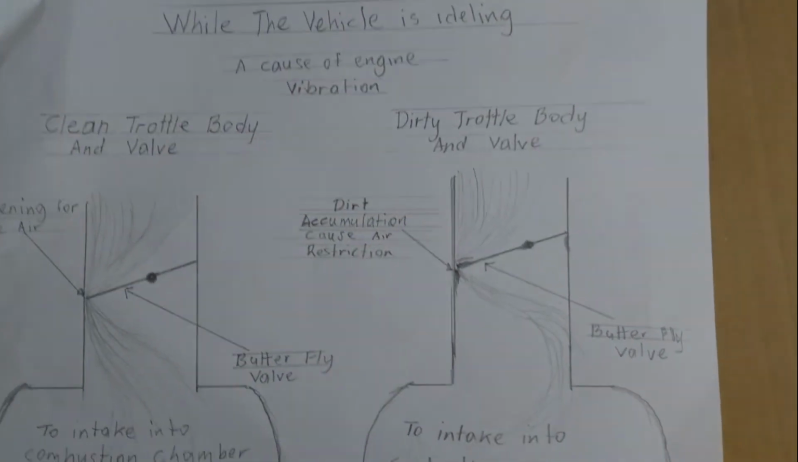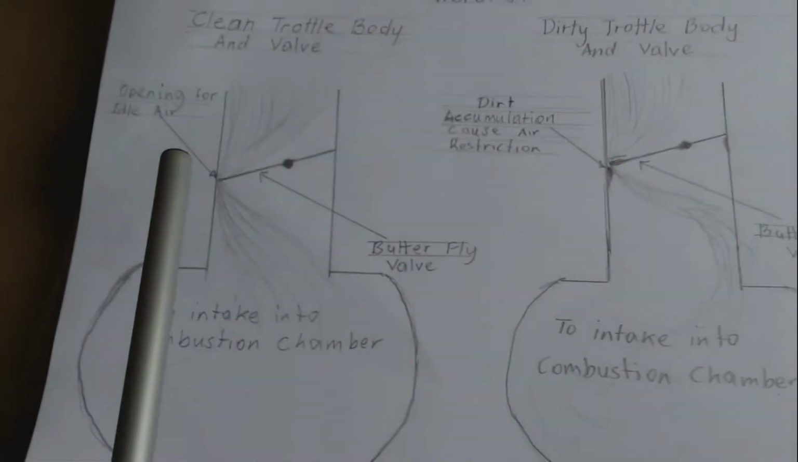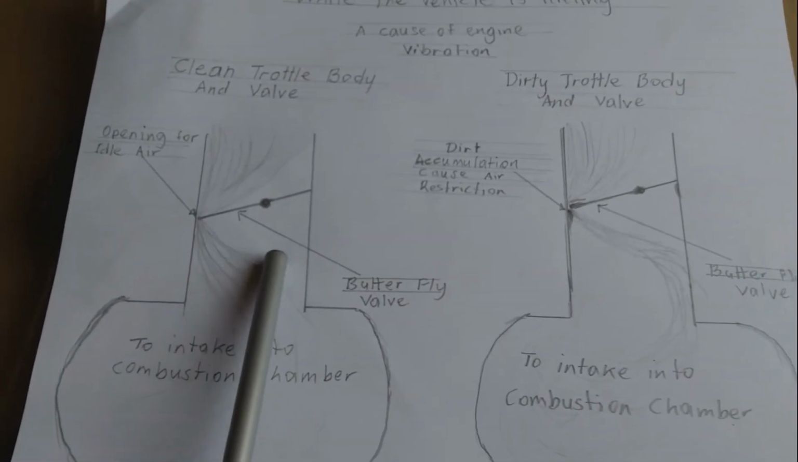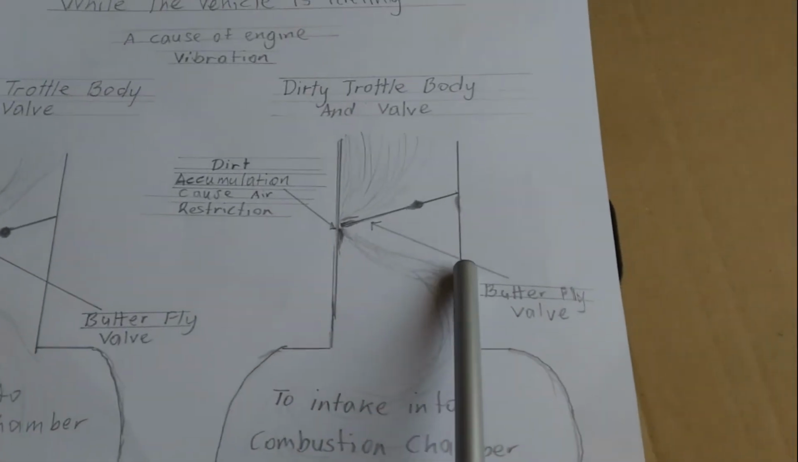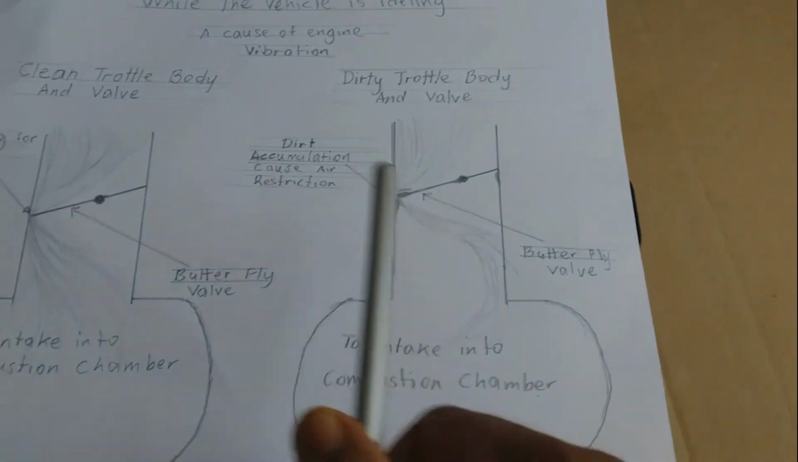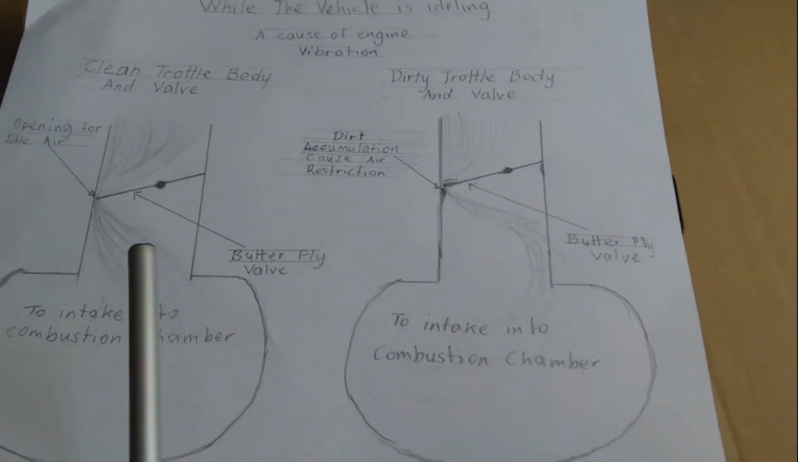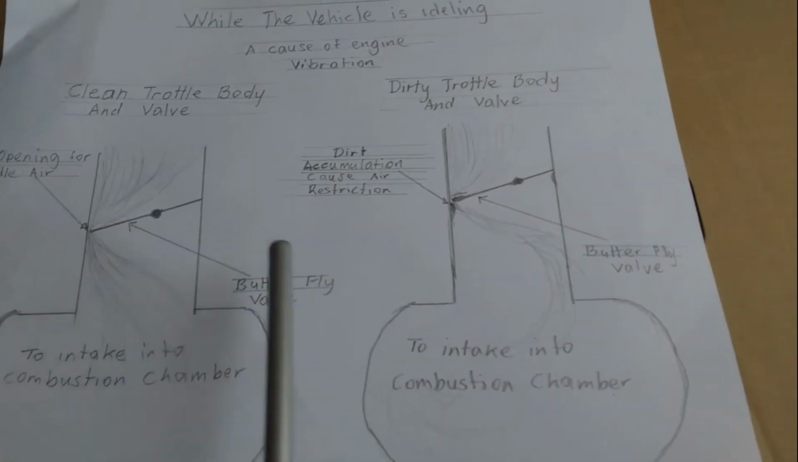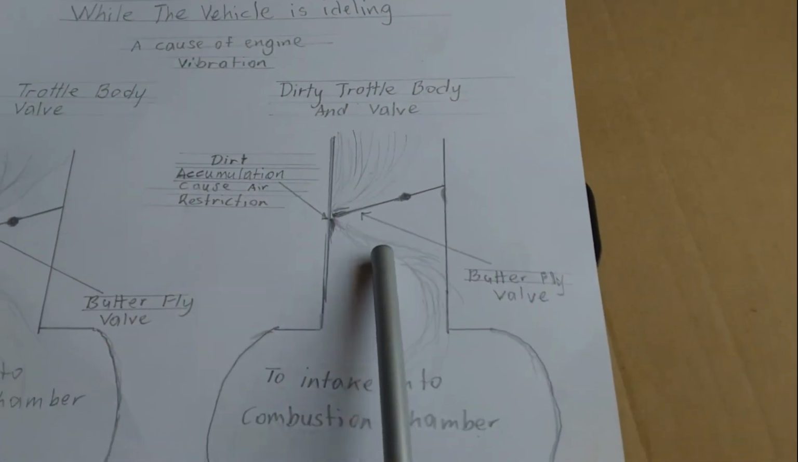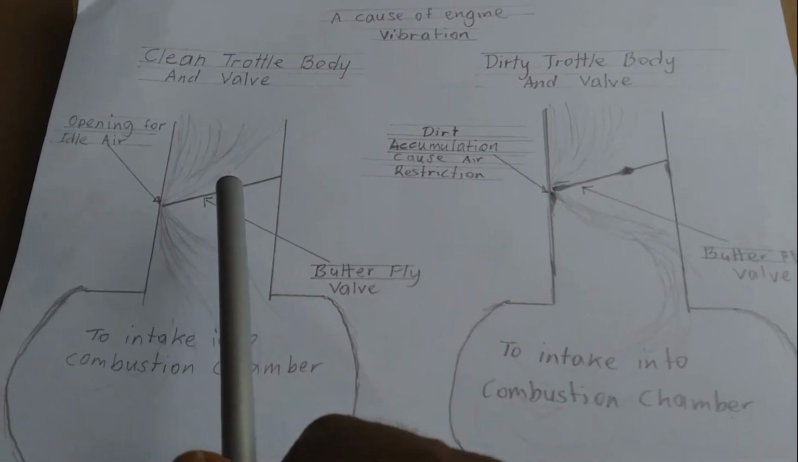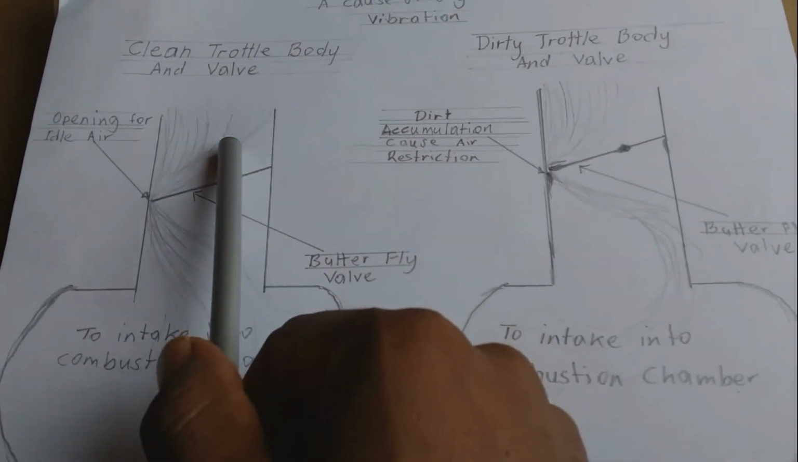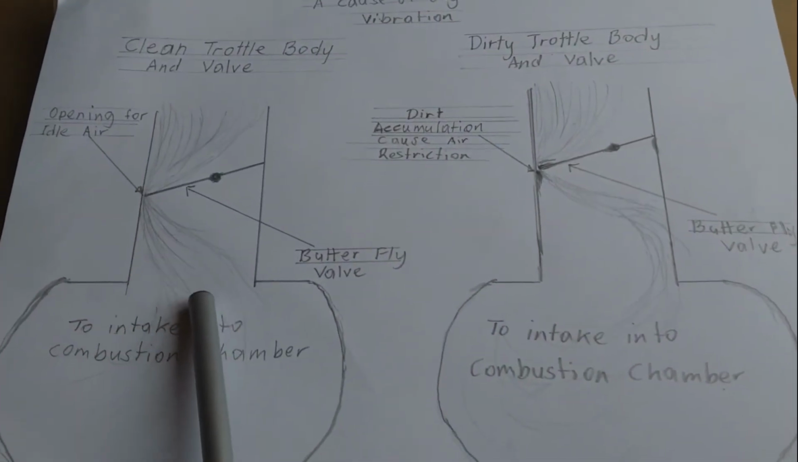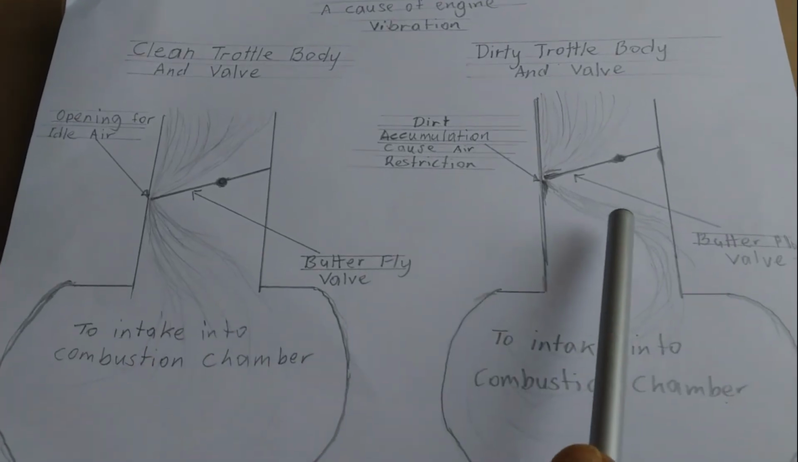Now, these are two diagrams. This is a throttle body system. This is another throttle body system, but both of them are the same throttle body. Now, this is the throttle body that is clean. This is the one that is dirty. Now, let me go ahead and explain how the air flows with the clean throttle body, and then I'll move on to the next one.